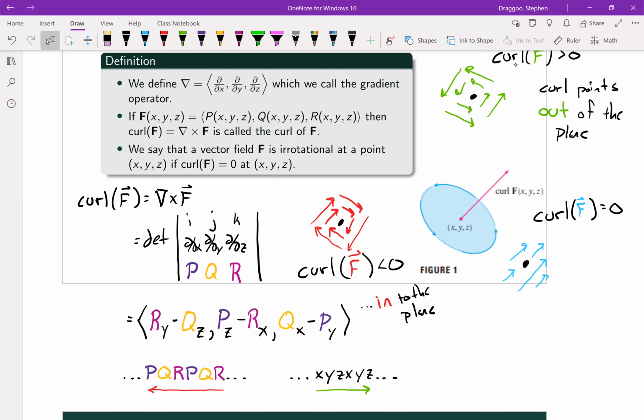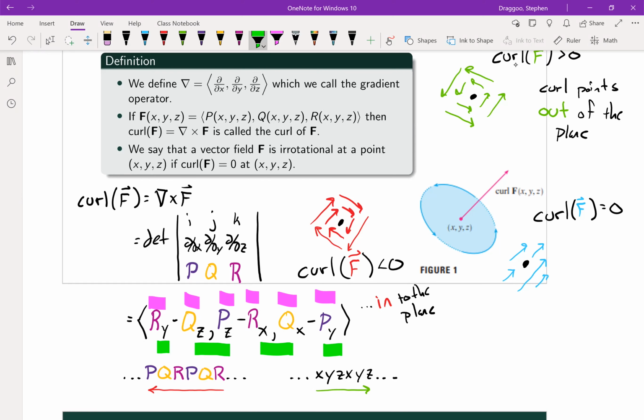So if we just read our way through that curl, we go R, Q, P, R, Q, P, as we read our way through, so in reverse alphabetical order, while the partial derivatives go forward in alphabetical order. So y, z, x, y. And we've got some letters that repeat, but that's okay.